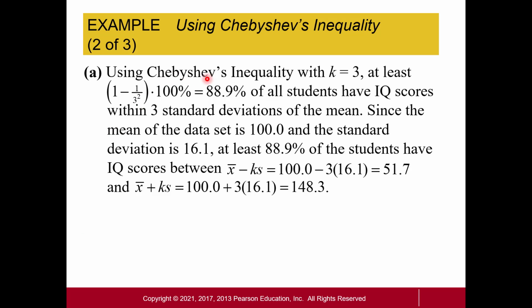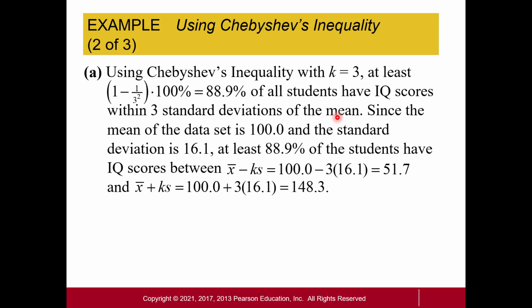According to Chebyshev's inequality, if we're talking about 3 standard deviations, k is 3. So we just plug that number into our formula: 1 minus 1 over 3 squared times 100%. That's just 1 minus 1/9 times 100%, which gives us 88.9%. What that says, if you interpret it, is that 88.9% of all students have IQ scores within 3 standard deviations from the mean.